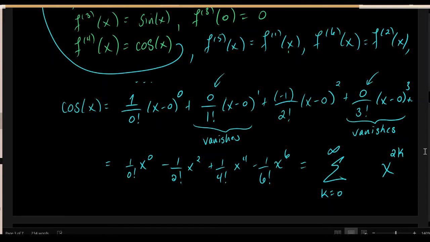When k is 0, we get a power of 0. When k is 1, we get a power of 2. When k is 2, we get a 4. When k is 3, we get a 6.